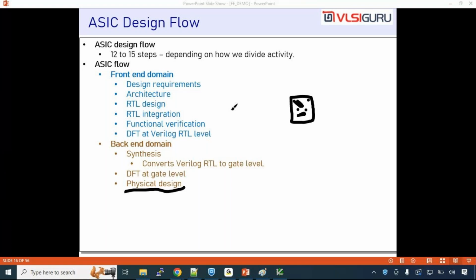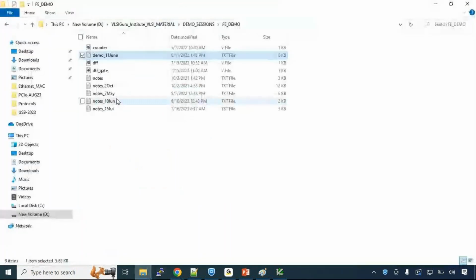Okay then, so what is the difference between the verification engineer and the DFT engineer? The verification engineer is responsible for finding the programming related bugs. For example, I'll tell you one scenario.